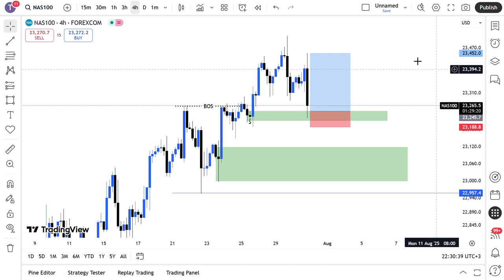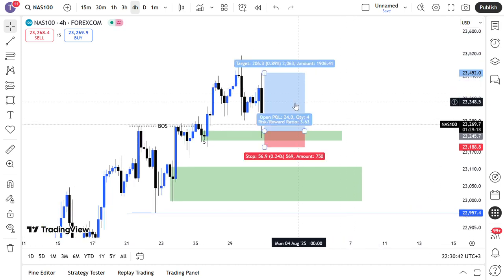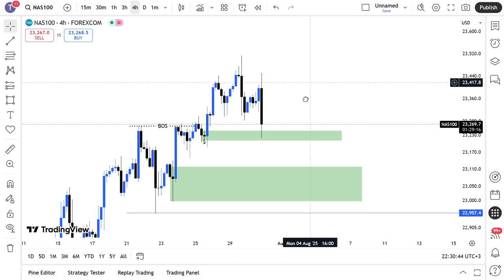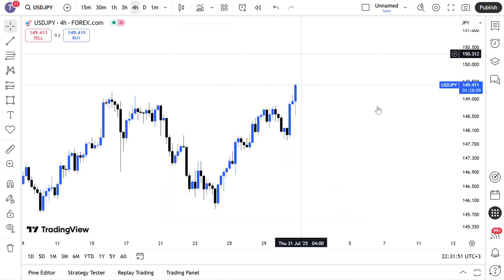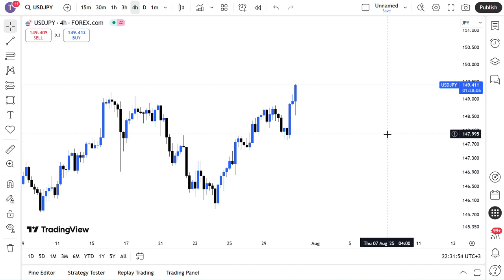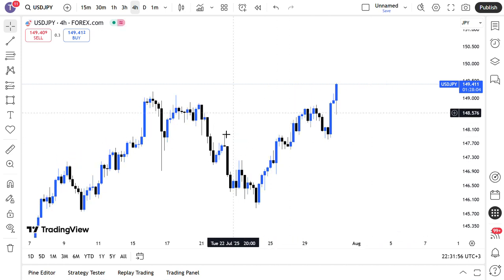So let's go next to USDJPY. So on USDJPY, let's go to the daily time frame.